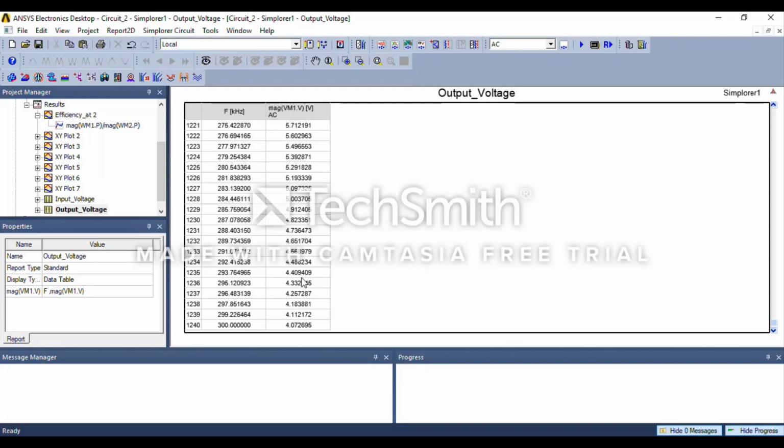So these are the results from Simplorer simulations. Thank you.